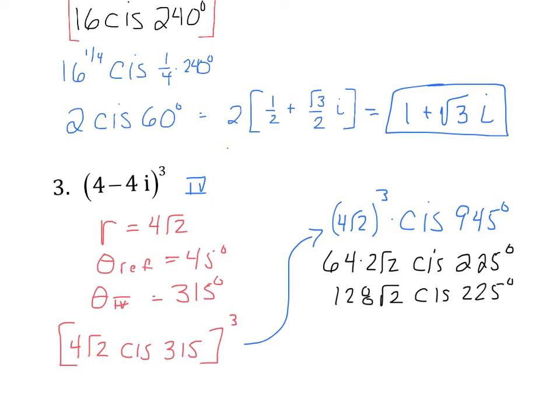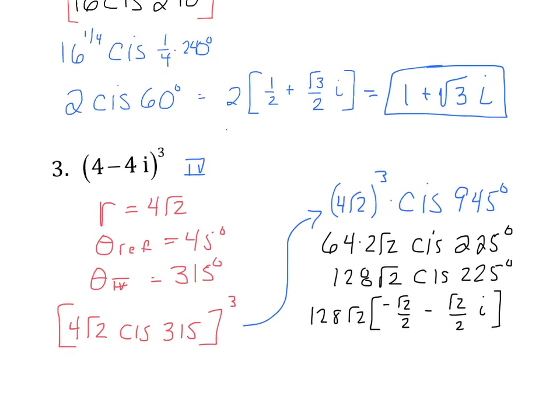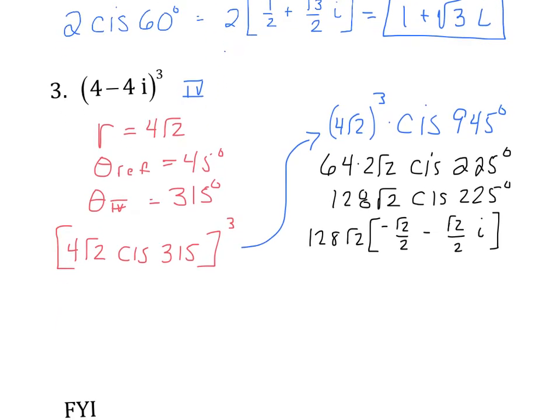So now I'm going to evaluate this and put this back in the rectangular form. So 128 square root of 2. The cosine of a 45-degree angle, this is in the third quadrant, that's where the 225 is. So it's going to be negative root 2 over 2 minus root 2 over 2, that's the sine of a 45 in the third, times i. And then just distribute in that 128 root 2.